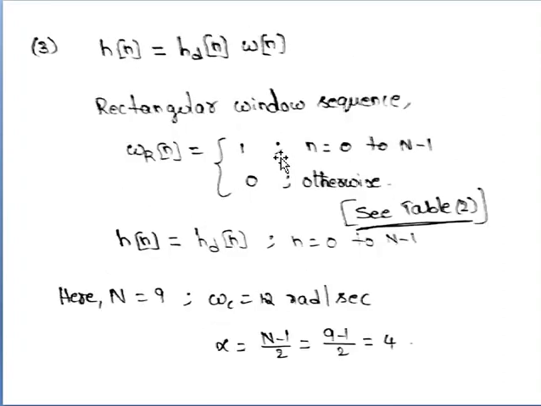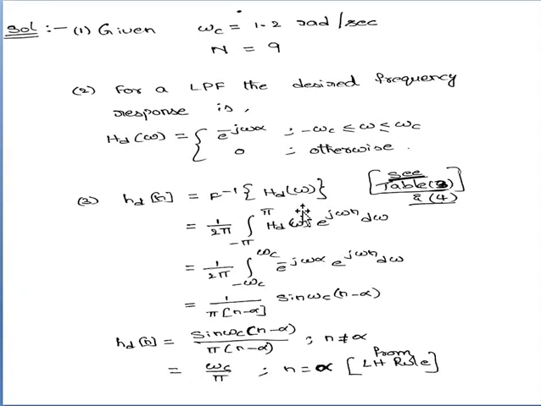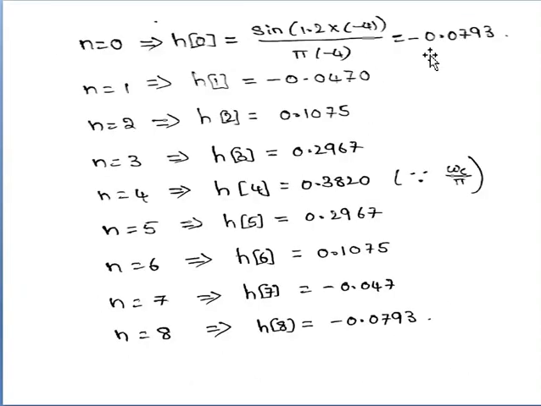So here in the formula, substitute, then you can get the answers like this. So here keep in mind, omega c is 1.2 radians per second. That means this is in radians. Use the radians. Okay. Now you can get the answers. Check it once. If you have any doubt, ask me.